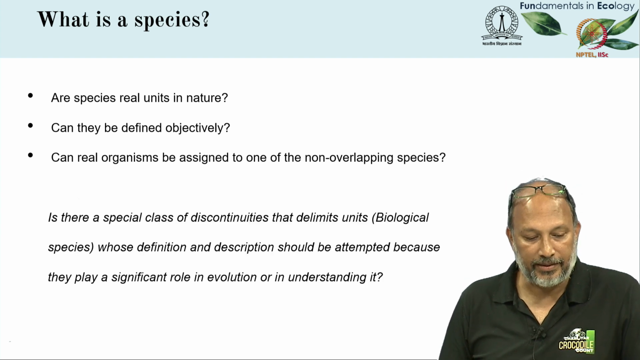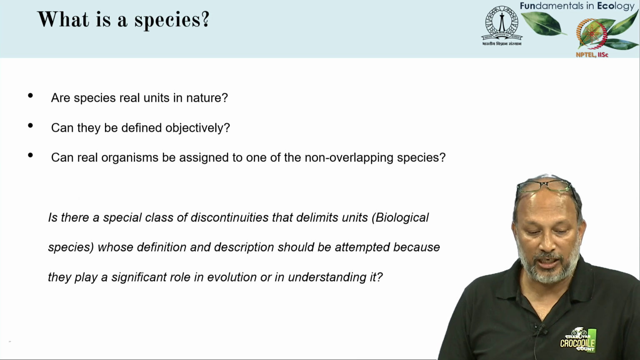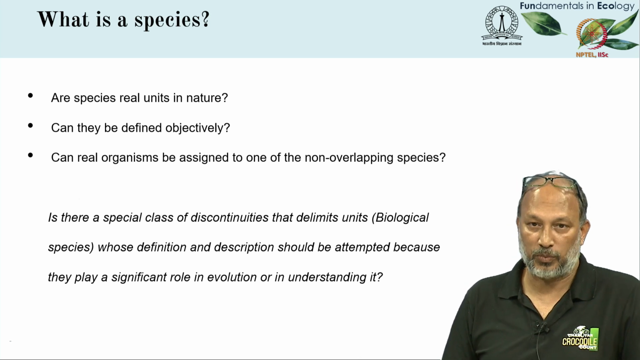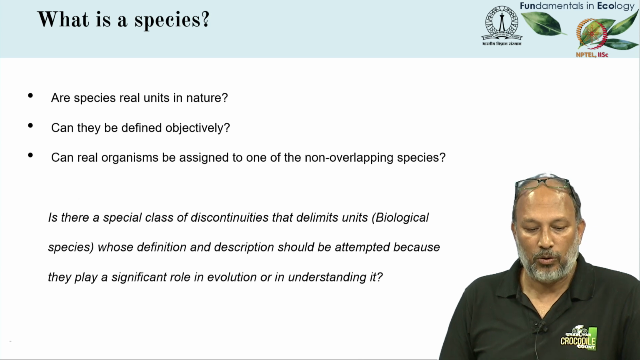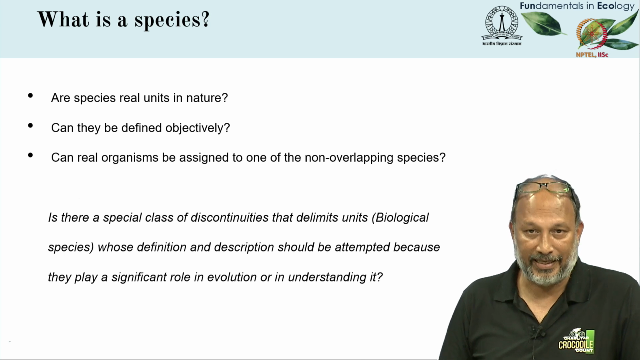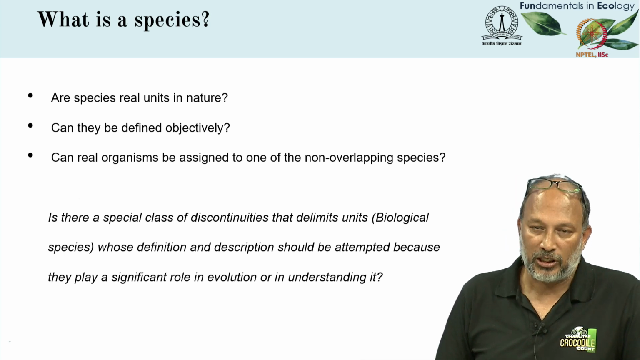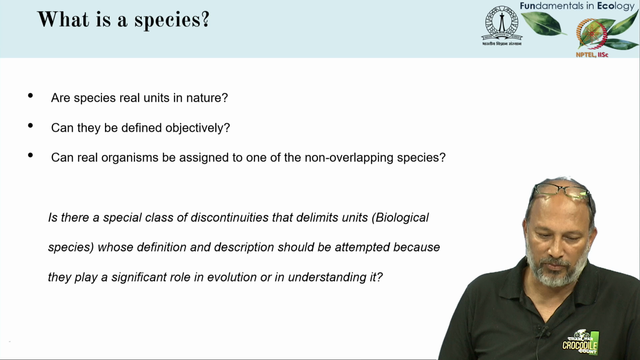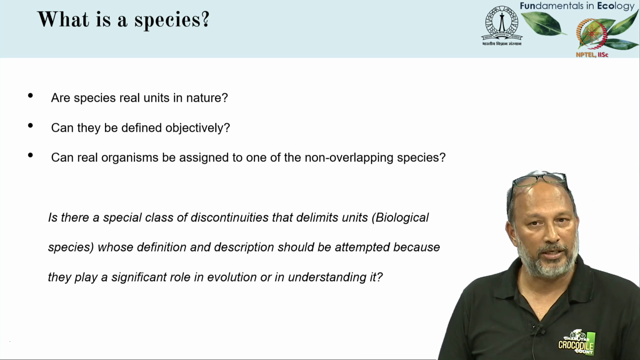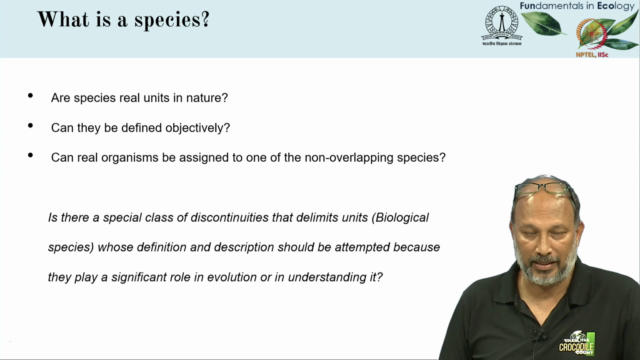One way of phrasing it is: is there a special class of discontinuities that delimits these units, which we call biological species, whose definition and description should be attempted because they play a significant role in evolution or in understanding it. This is from a wonderful paper by Robert Sokal and Theodore Crivello, which I'll be talking about a little bit later as well.